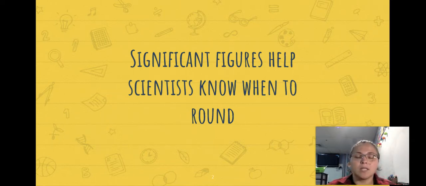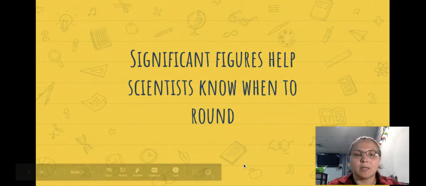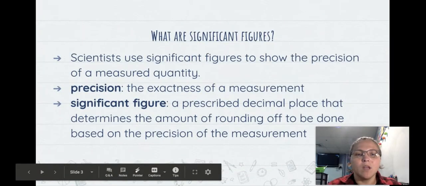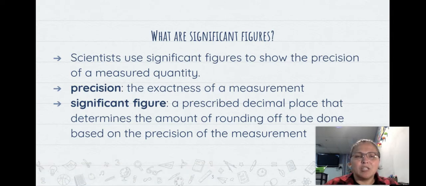So a lot of times in class, if we're doing something and we see numbers, people will say, Miss Little, what do I round to? Significant figures are the rule for scientists to know when to round and what to round to every time they take a measurement. So scientists use significant figures to show the precision of a measured quantity. Precision is how exact the measurement is. So you want to be precise with your measurements.